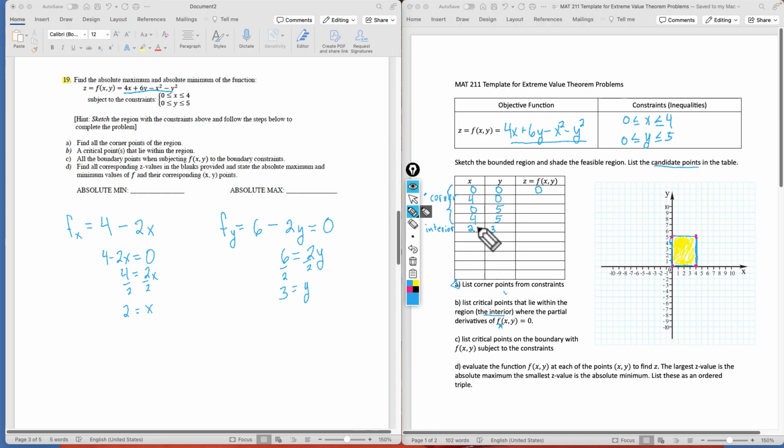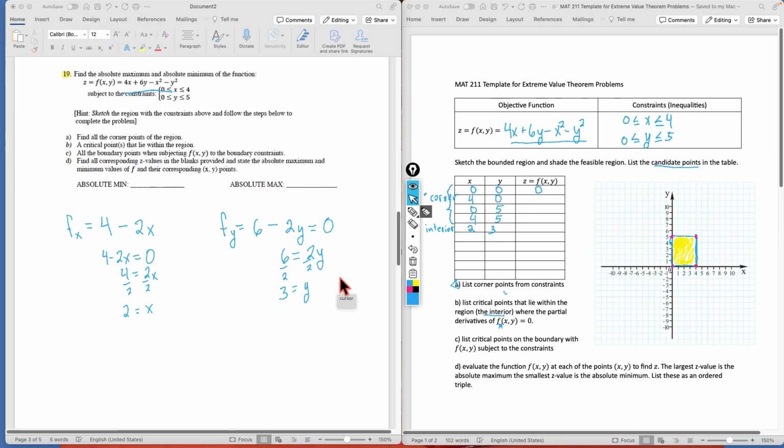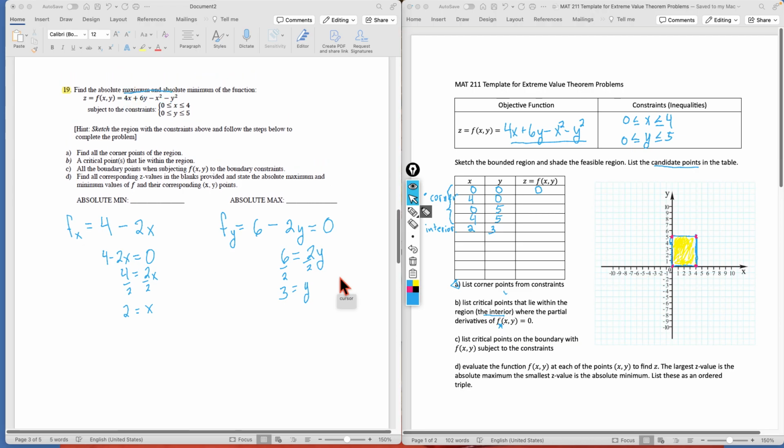And now what we're going to get down here, I don't know how many we're going to have, but potentially we could have 4. But sometimes, when we go for these boundary lines, we don't get a usable point. We don't get a point where the partial derivatives are equal to 0. So anyway, that was the B part.